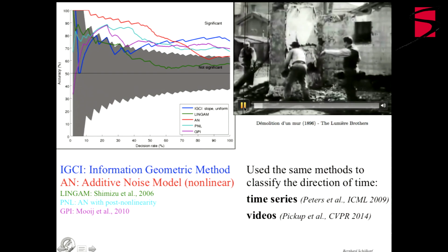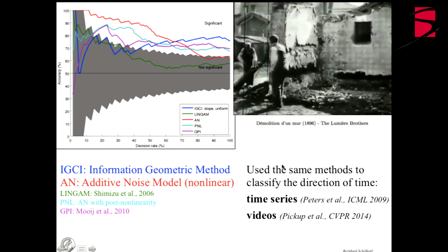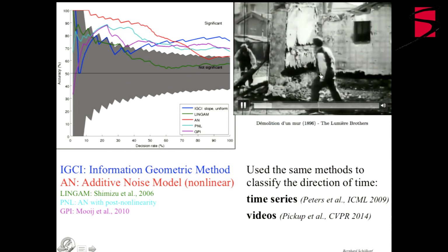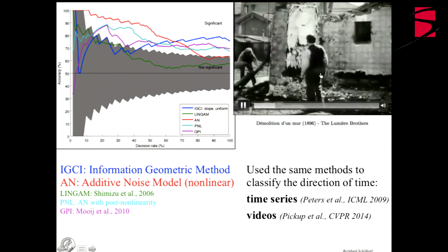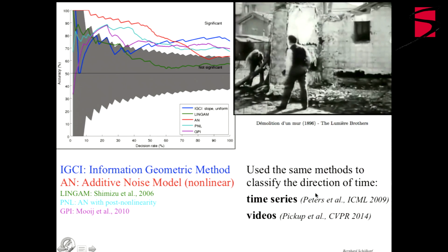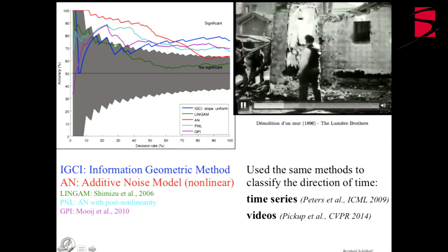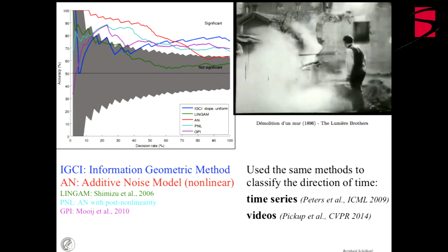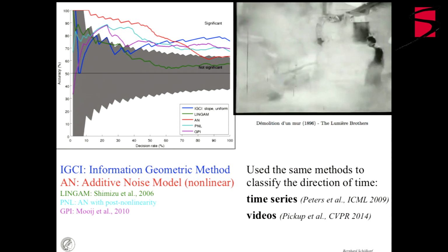We also have applied these methods to detect whether a time series runs forward or backward. This also works, and recently we applied it together with some colleagues from computer vision to videos. So this video here in the background, we didn't apply to this one, but that's a nice illustration of this problem, and it's actually a case where the direction is easy to detect for us.